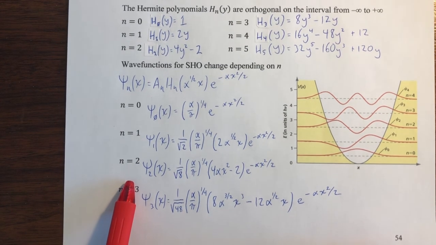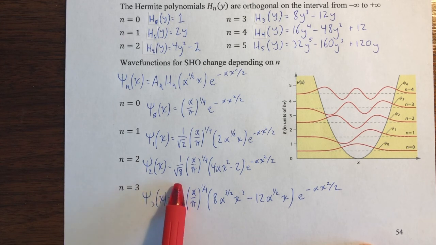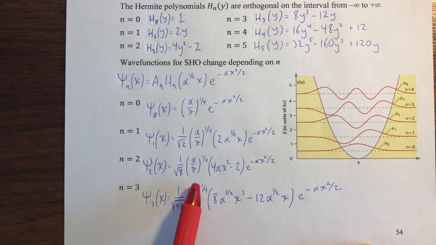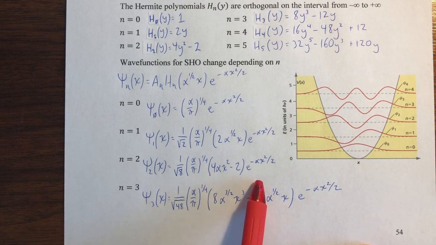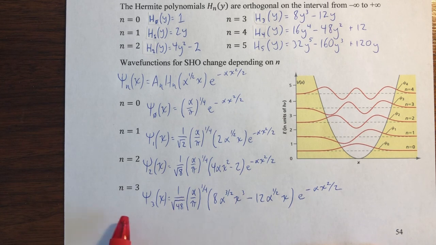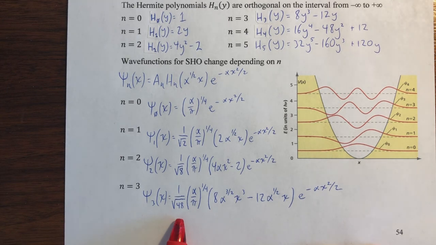For n equals 2, we have psi sub 2 of x is equal to our coefficient 1 divided by root 8 times alpha over pi raised to the 1/4 times the expression 4 alpha x squared minus 2 times e raised to the negative alpha x squared divided by 2. And finally, we'll be using n equals 3, and that is psi sub 3 of x equals coefficient 1 divided by root 48 times alpha over pi raised to the 1/4 times the expression 8 alpha raised to the 3/2 times x cubed minus 12 alpha raised to the 1/2 times x, multiplied by e raised to the negative alpha x squared over 2.